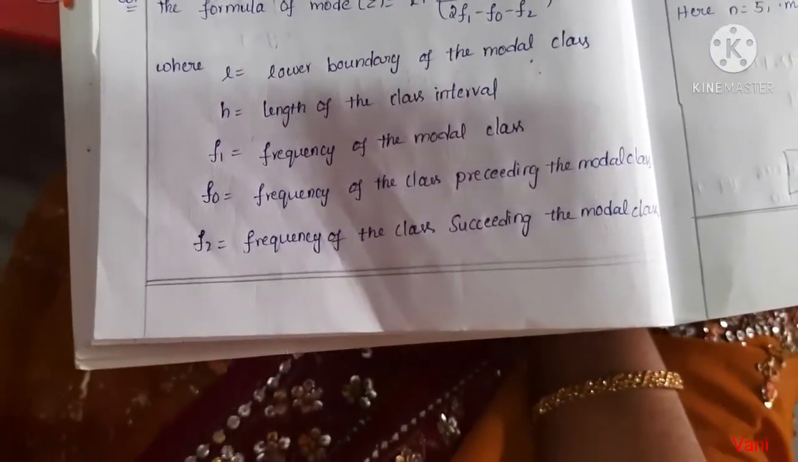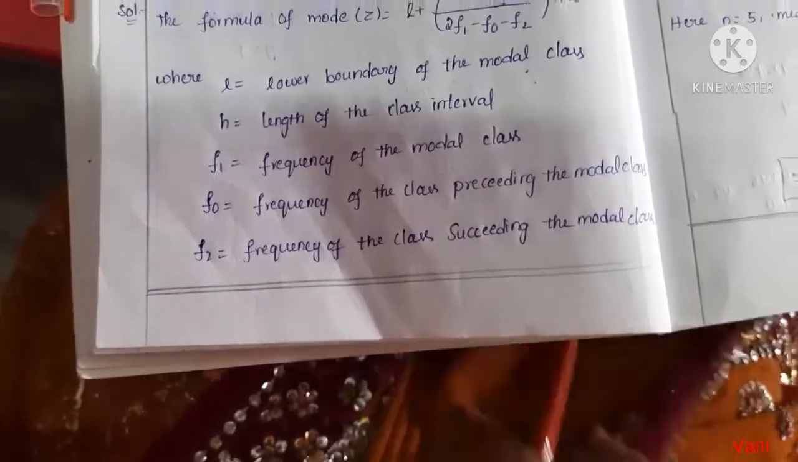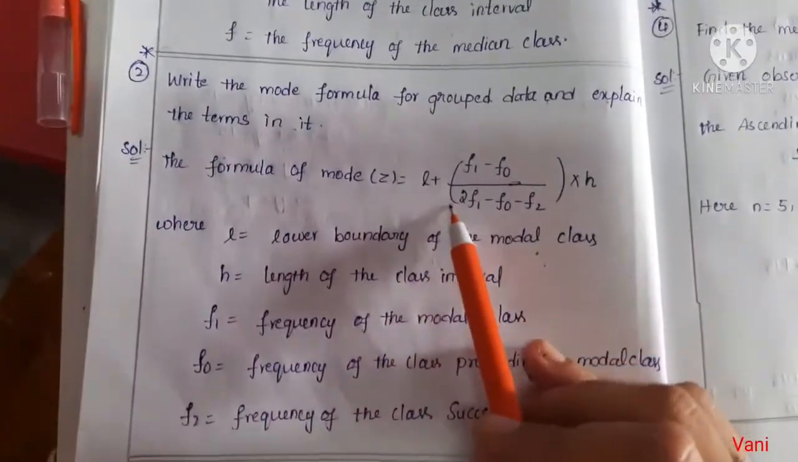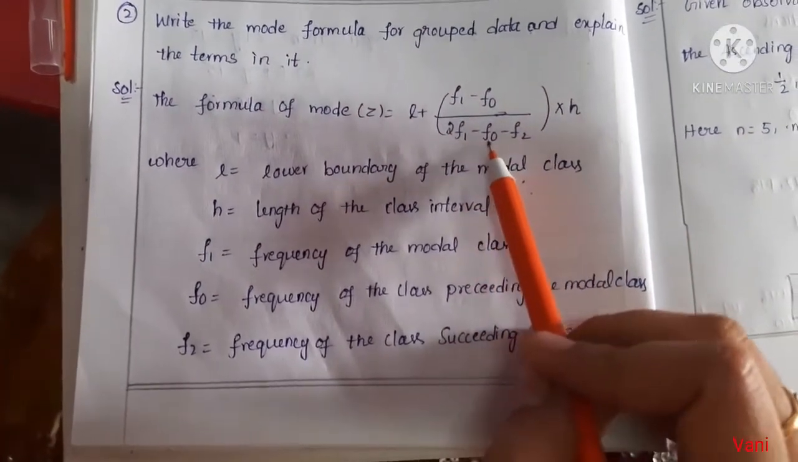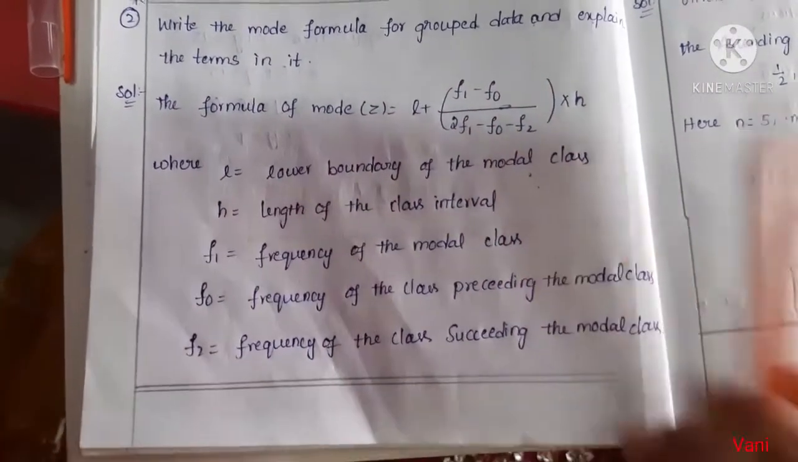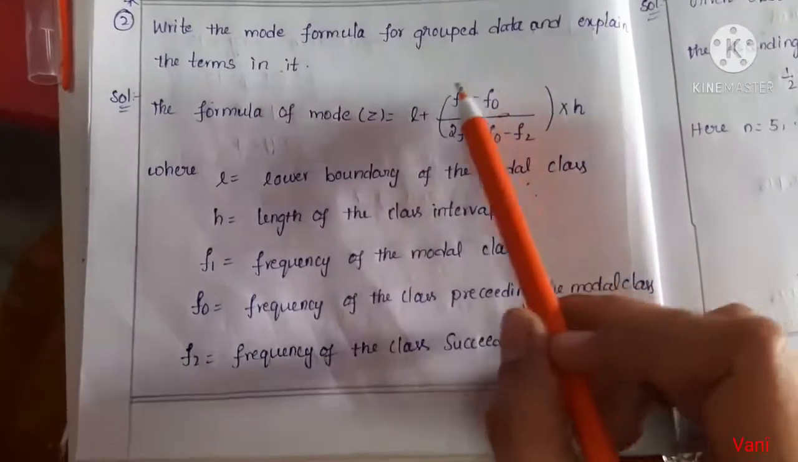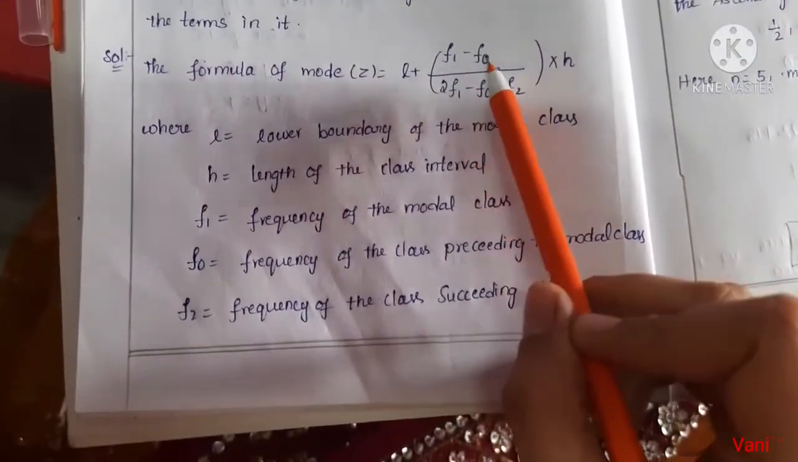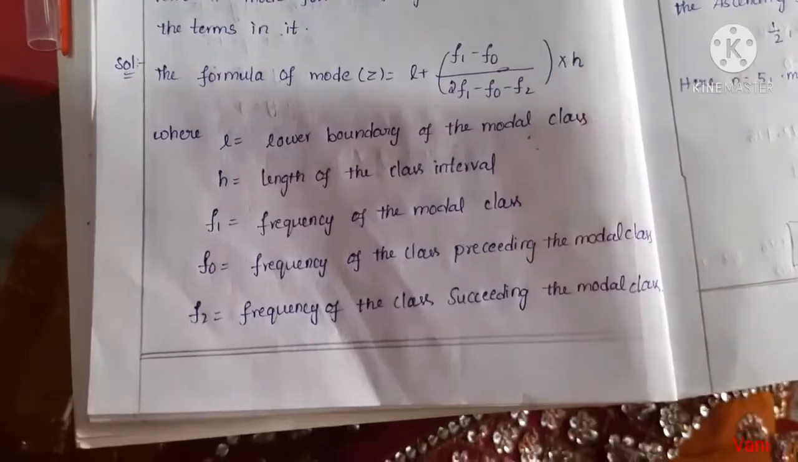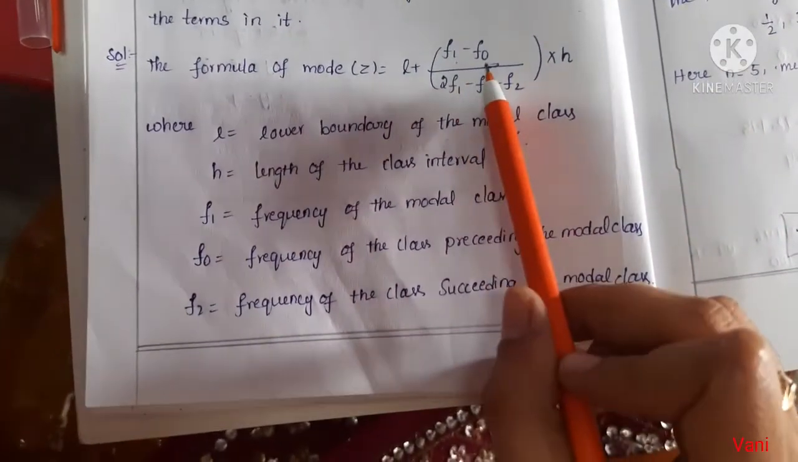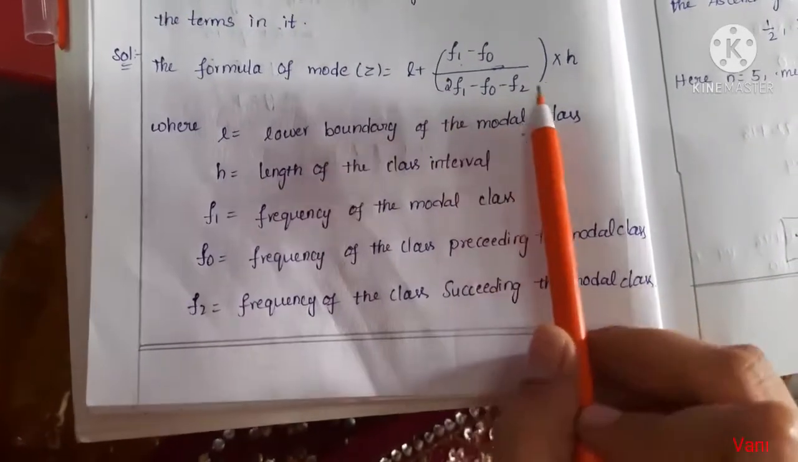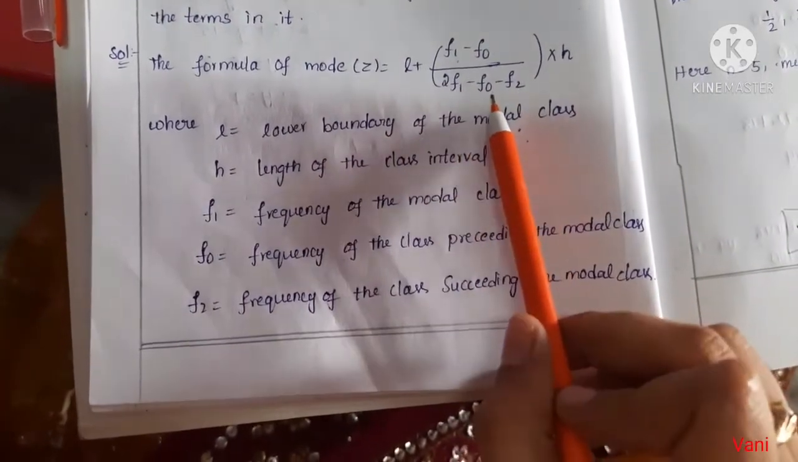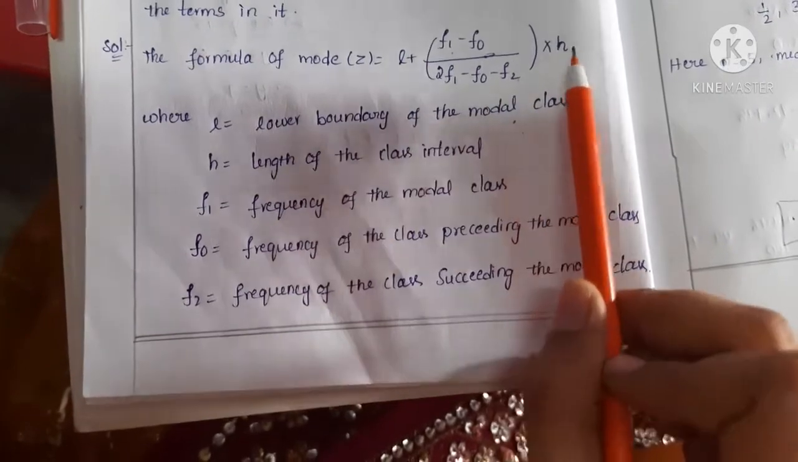Now for grouped data, the formula of mode is Z equals L plus (F1 minus F0) by (2F1 minus F0 minus F2) into H. Don't get confused about F1, F0 and F2. The numerator is F1 minus F0, and in the denominator you get 2F1, and F0 and F2 are subtracted from it.